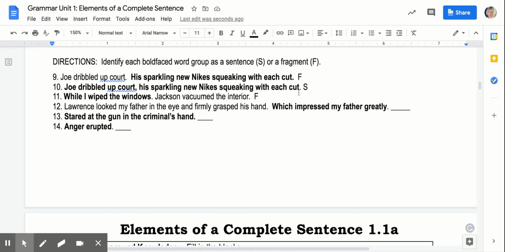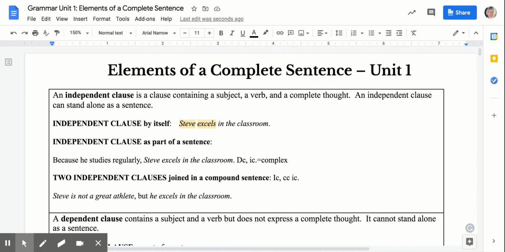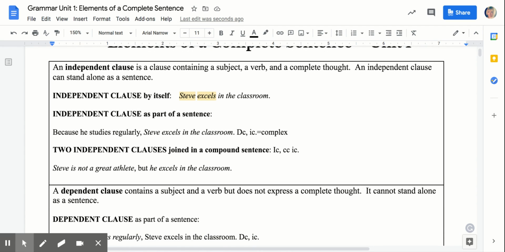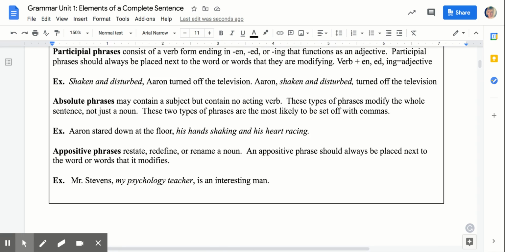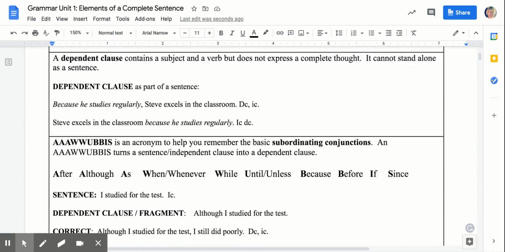So this video reviews elements of a complete sentence. Make sure that you understand these. You're able to identify independent clauses, dependent clauses, the different types of phrases, and then when we have fragments versus sentences.